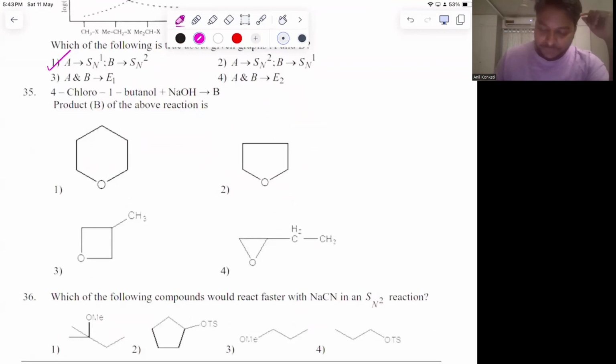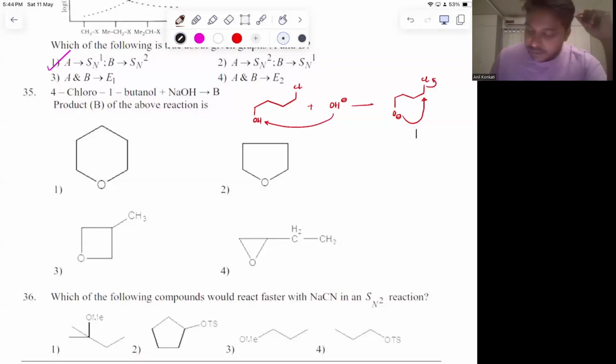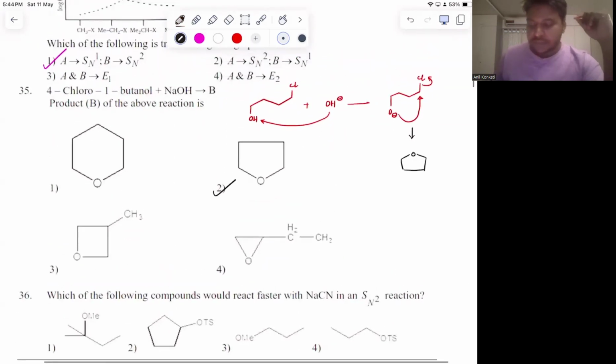Next, butanol here, that is Cl here and OH here. When you treat this with OH minus, it will first extract proton and then make this as O minus, and this O minus will attack here, removing away this chloride. That way, I will get a 5-membered ring, which is this one. Okay.